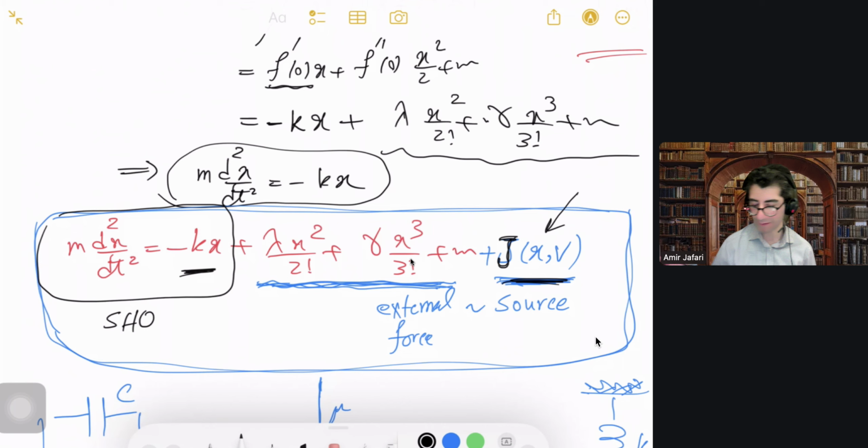So I guess that's it. From a Newtonian point of view, this is what we need. And let's discuss the Lagrangian and Hamiltonian method in another lecture.